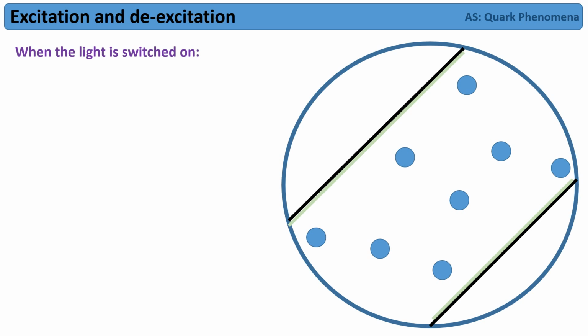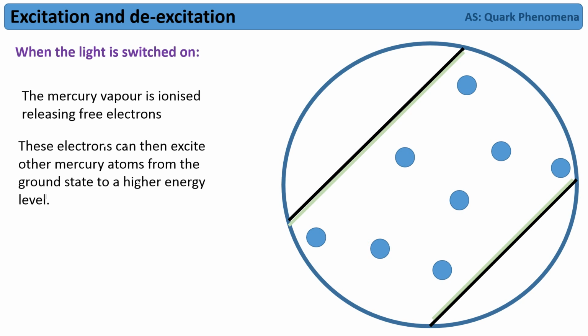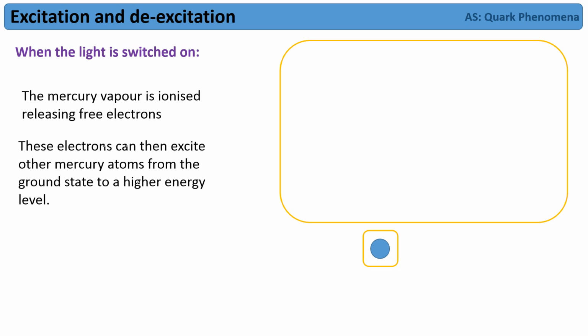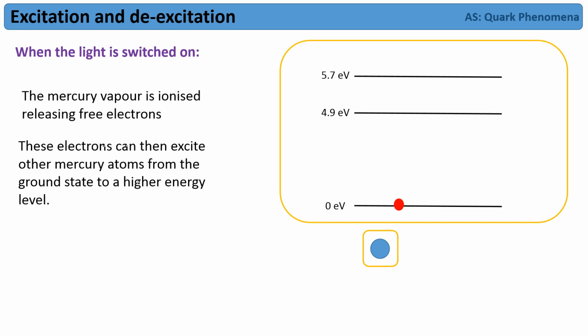So when you switch the light on, a current can flow through our gas. Mercury vapour inside can be ionized by interacting with these electrons, and that releases free electrons. Those free electrons are then able to move on and interact with the orbital electrons of other mercury atoms. And when this happens, they're able to excite those mercury atoms to a higher energy state, or rather they're able to give energy to an electron in the ground state to jump up 2 energy levels to the 5.7 eV level.